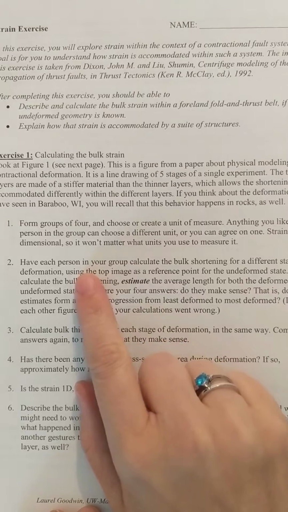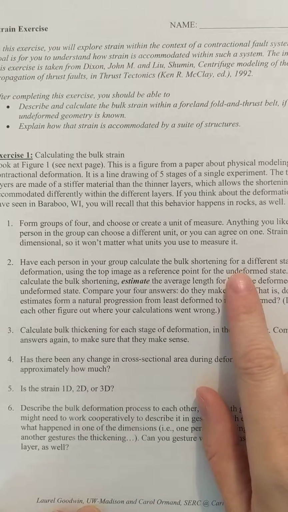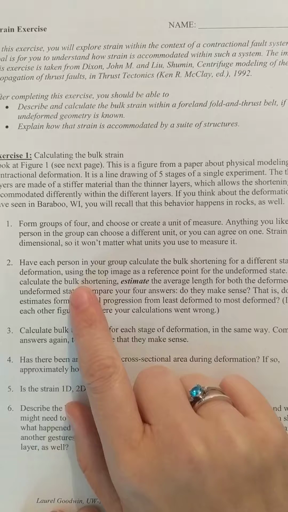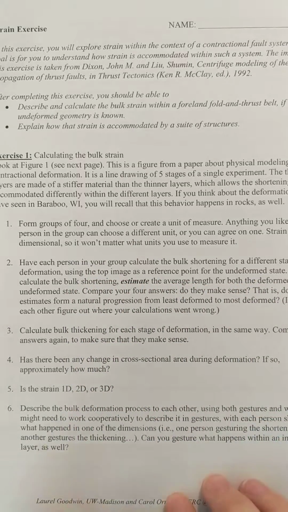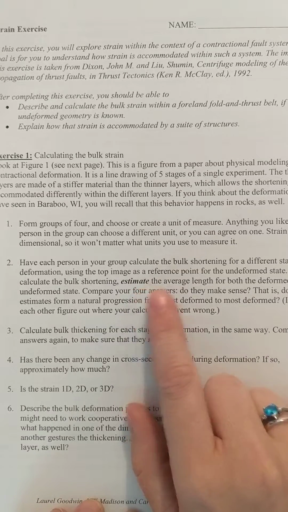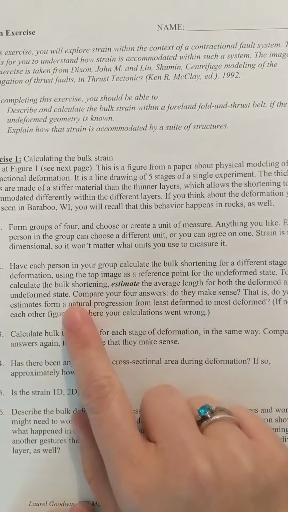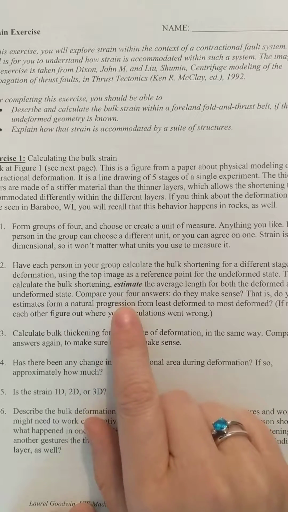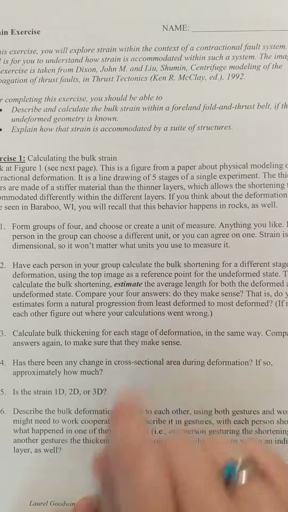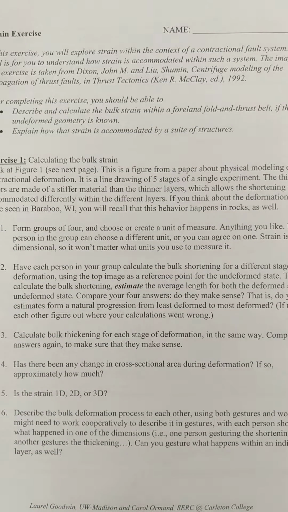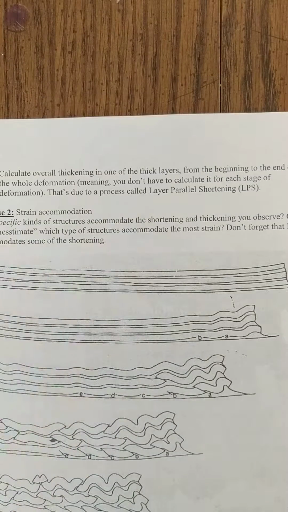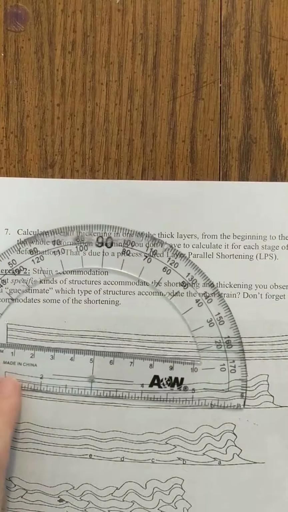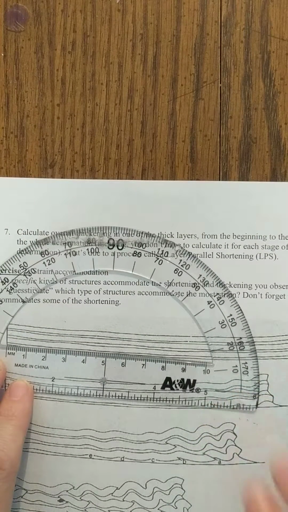So have each person in your group calculate the bulk shortening for the different stages of deformation, using the top image as the reference point for the undeformed state. In order to calculate this, you estimate the average length for both the deformed and the undeformed state. Compare the 4 answers between everybody in your group. Do they make sense? That is, do your estimates form a natural progression from least deformed to most deformed?